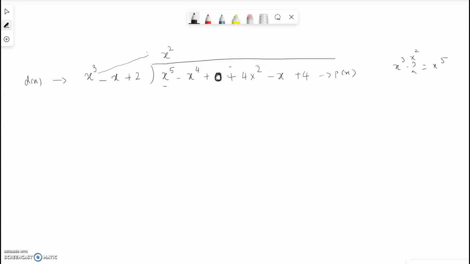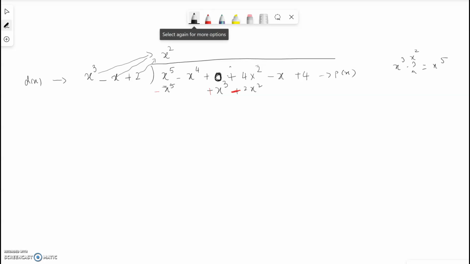So we do the multiplication. X cubed times x squared is x to the fifth. Negative x times x squared is negative x cubed. 2 times x squared is positive 2x squared. So now we subtract. Subtraction is the same as changing the signs and then adding the expressions.